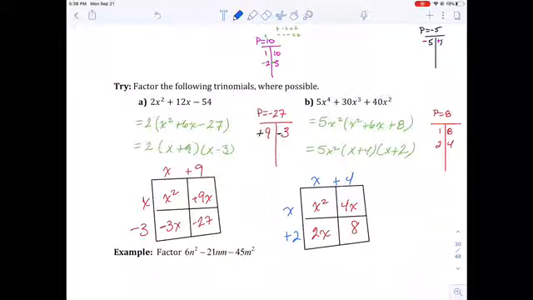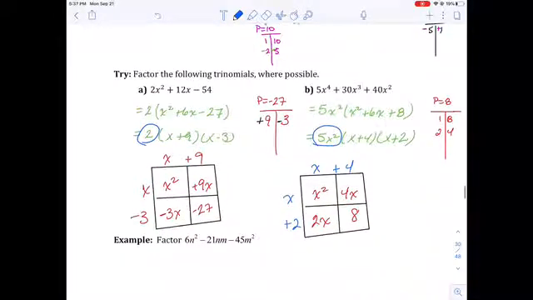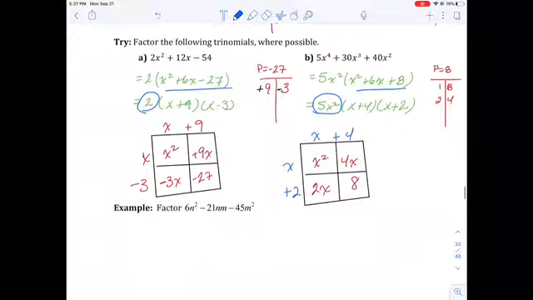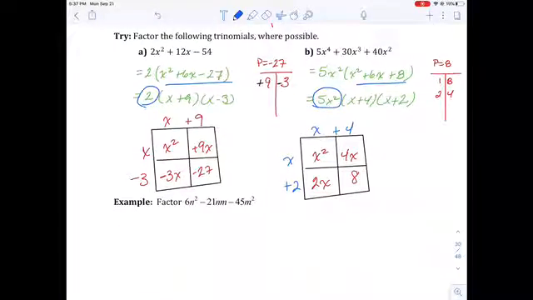Okay, so hopefully we remember to take out that greatest common factor, which in the first question was 2, and in question B was 5x squared. And there would be your answer. Once you take that out, we factor the trinomial, and away we go. Okay, so if you need to pause the video and check your work, that would be fine.